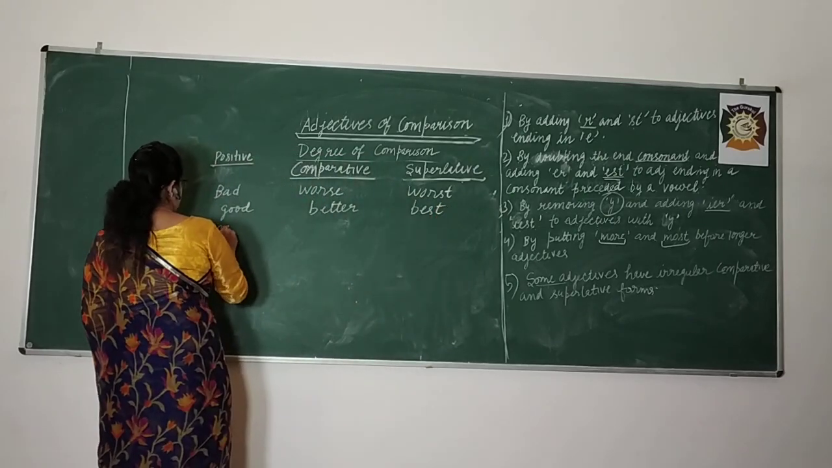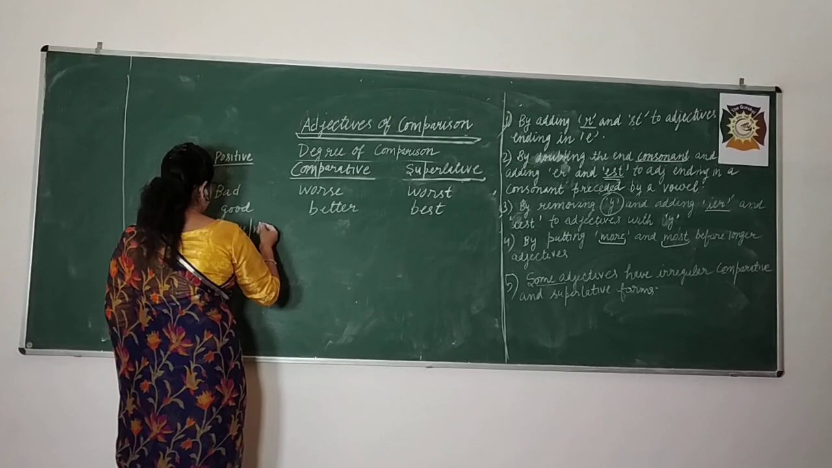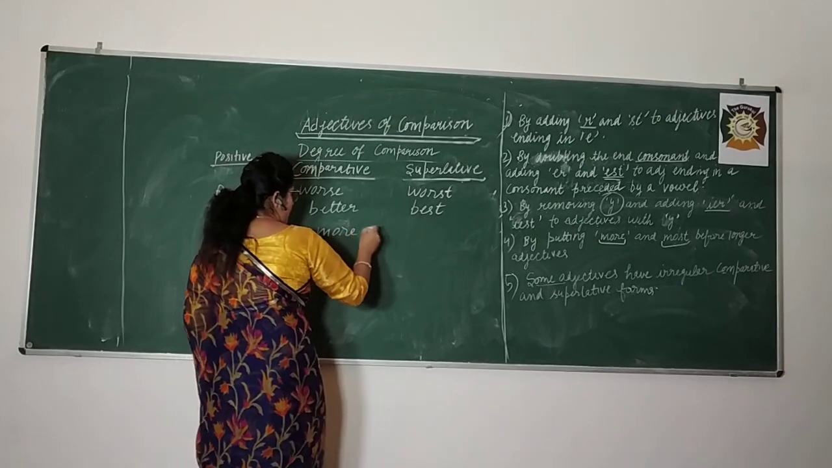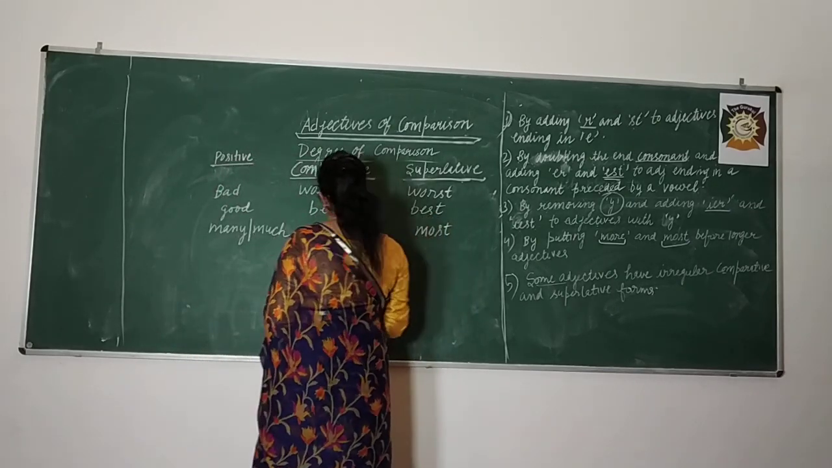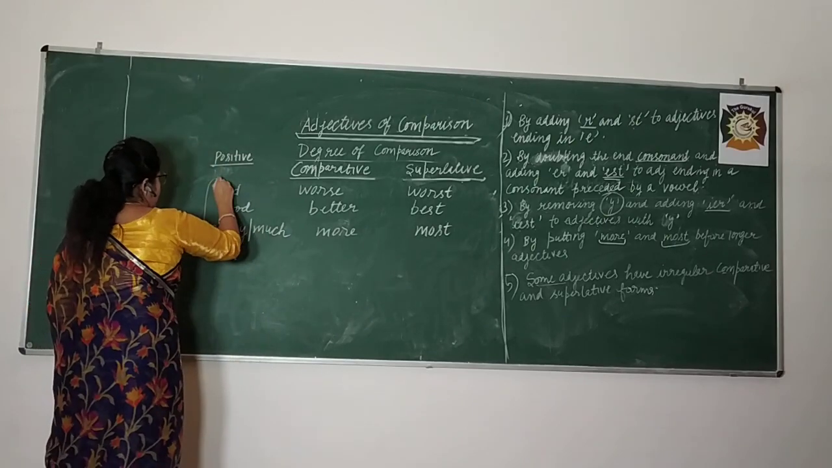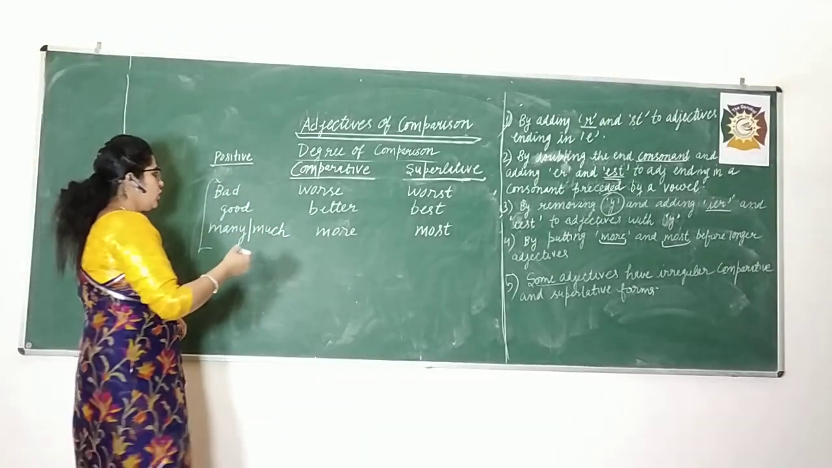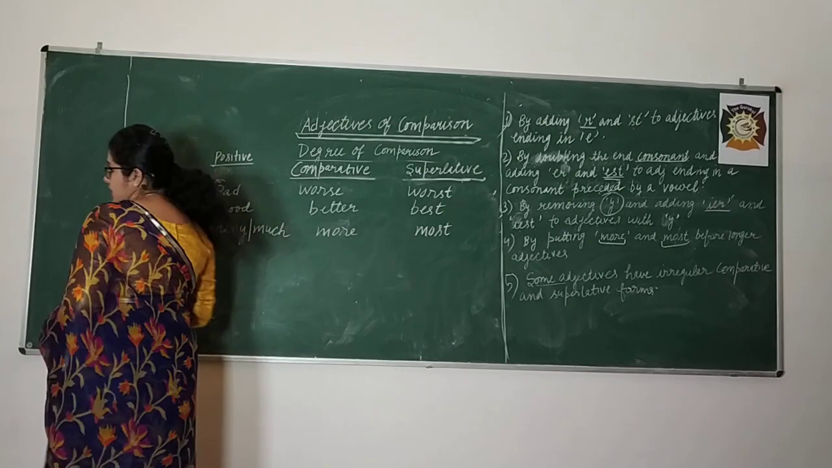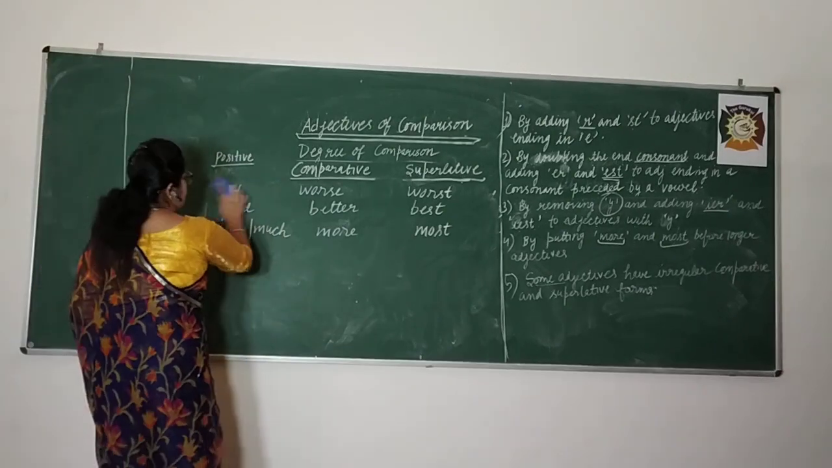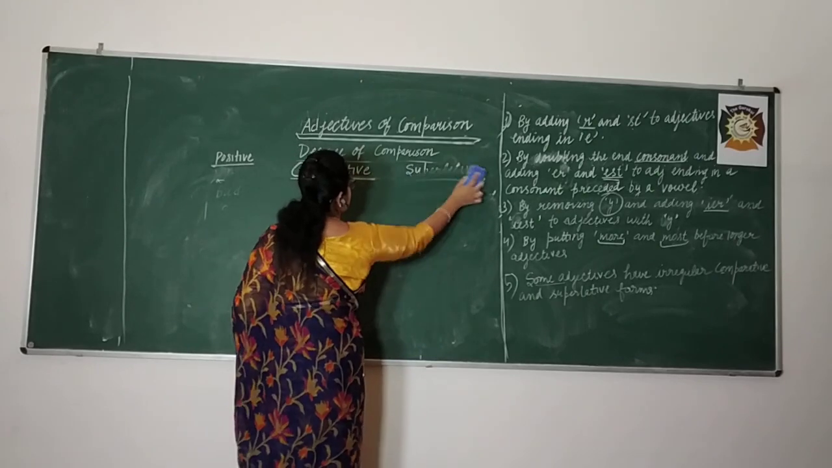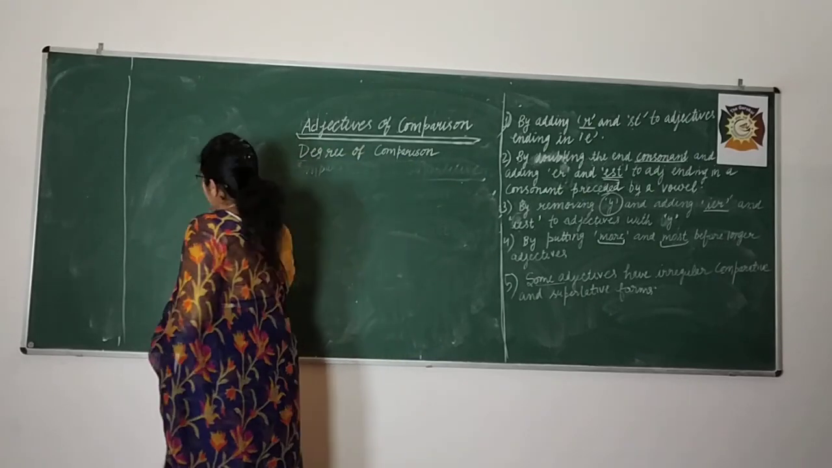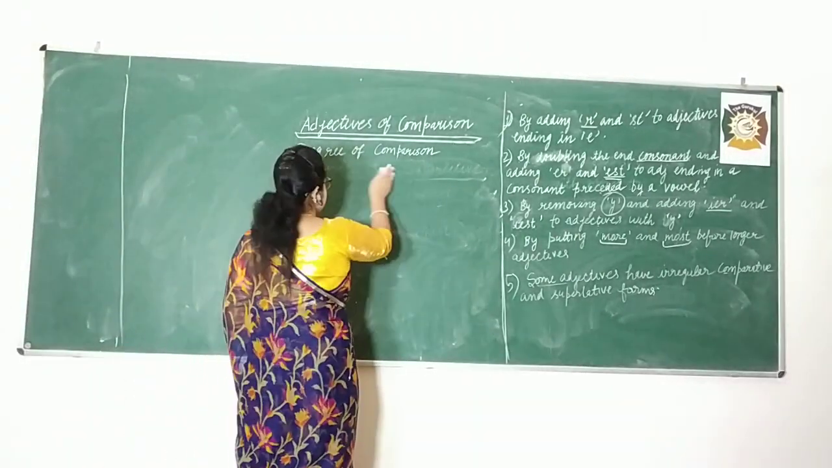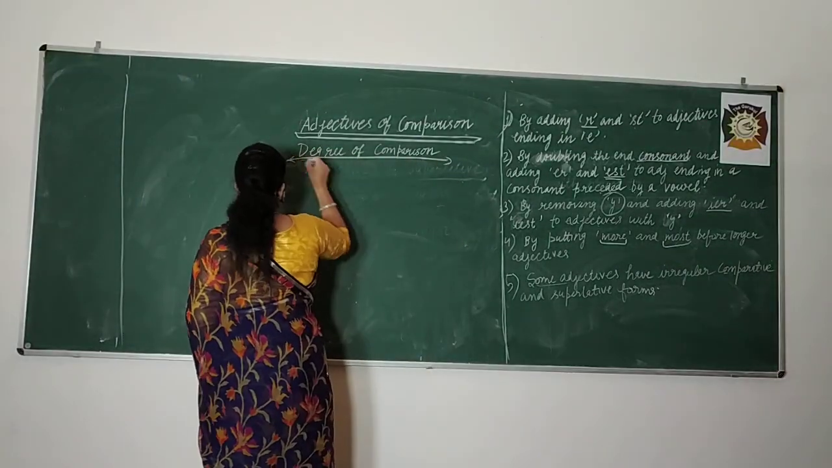many, much, many and much, more, most. So there are many adjectives which have irregular superlative and comparative forms. There are some rules that you have to follow while using degrees of comparison, while using comparative or superlative forms of adjectives.